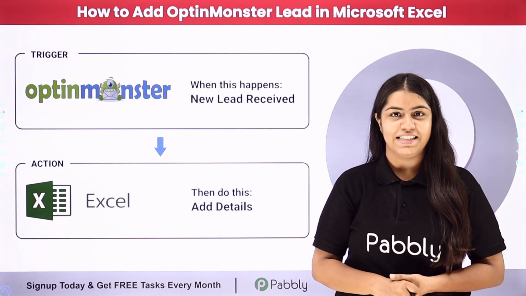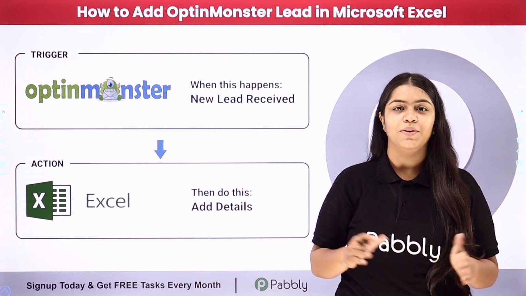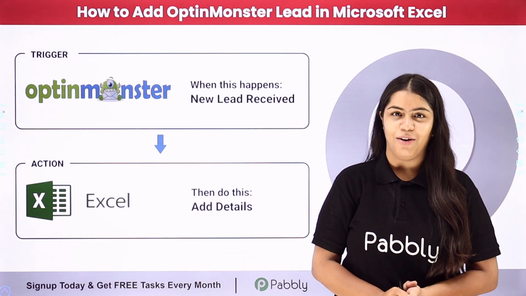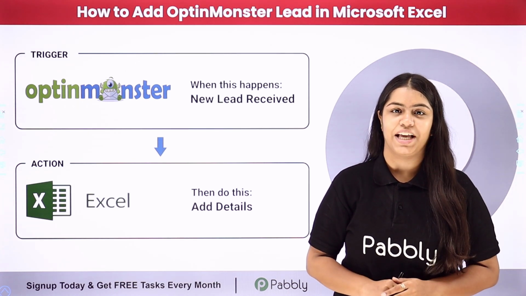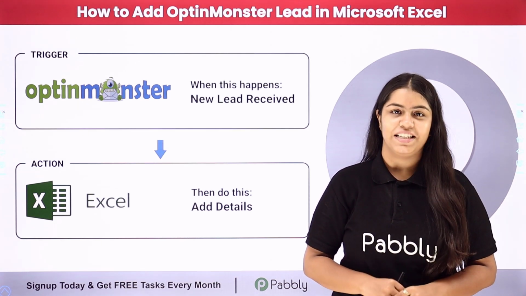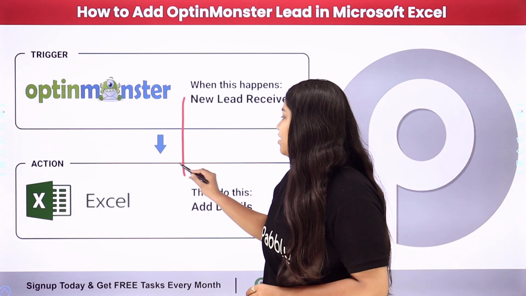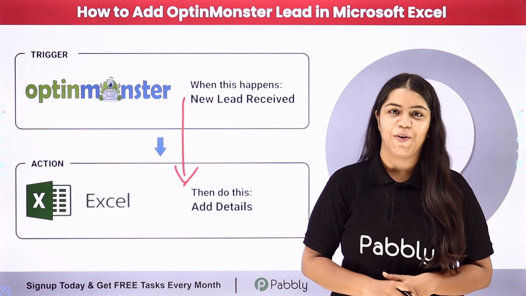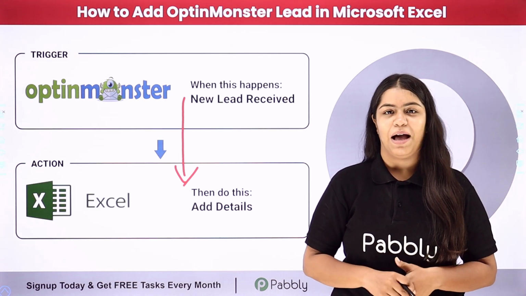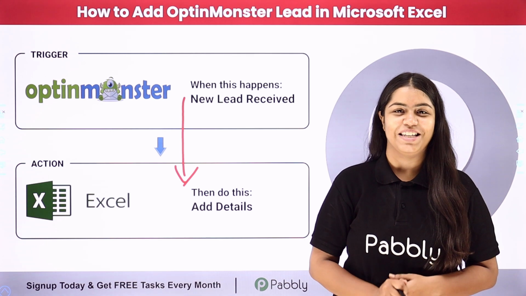So over here I am doing the same, and I wish that as soon as a new lead is received in my OptinMonster account, automatically the details of that lead should be added in my Microsoft Excel too. For this, we are going to create a connection between OptinMonster and Microsoft Excel. To create this connection without knowing any programming or coding language, we are going to use Pabbly Connect. It is an amazing automation software.